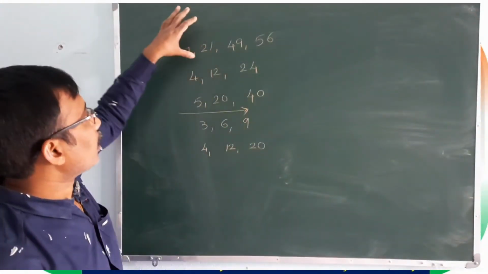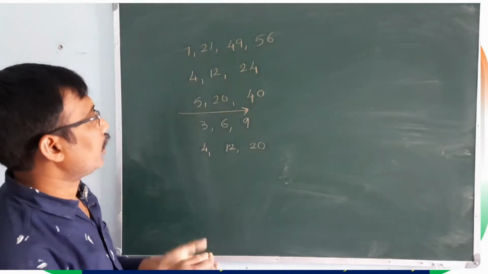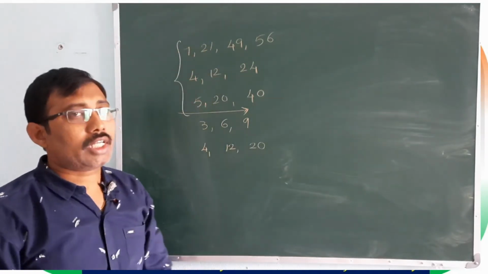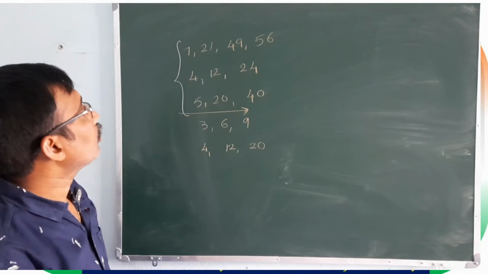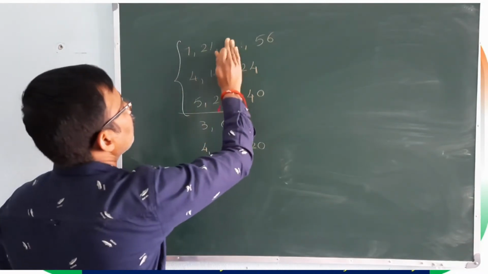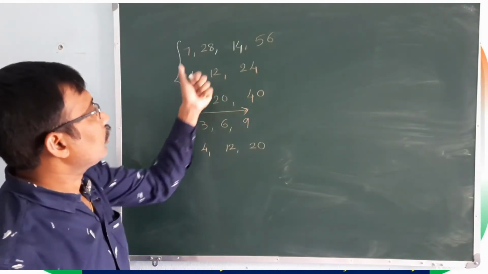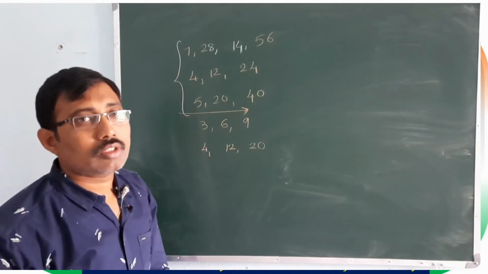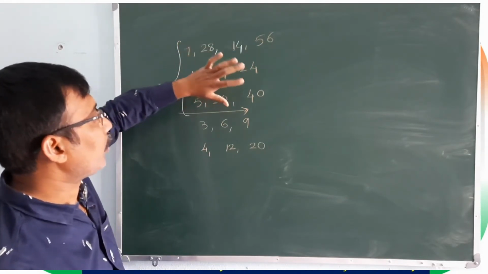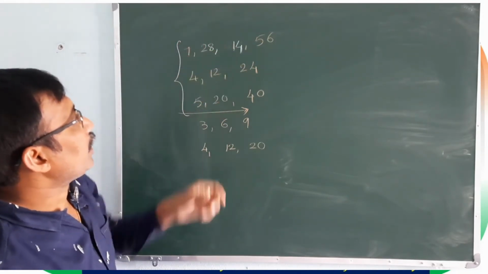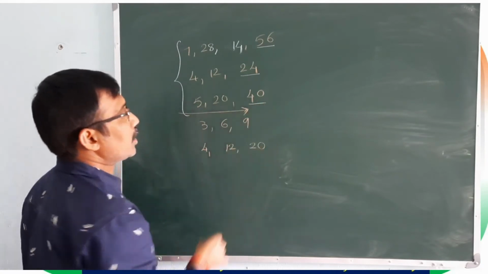Okay. Next one. Observe here 7, 28, 14, 56; 4, 12, 24; 5, 20, 40. These three questions are one of the third rule. So observe here. In these three questions, the highest number in the first question is 56. In the second one 24 is the highest number. In the third question the highest number is 40.